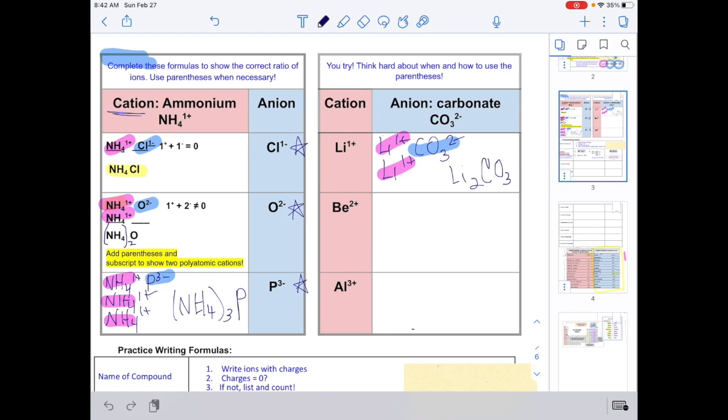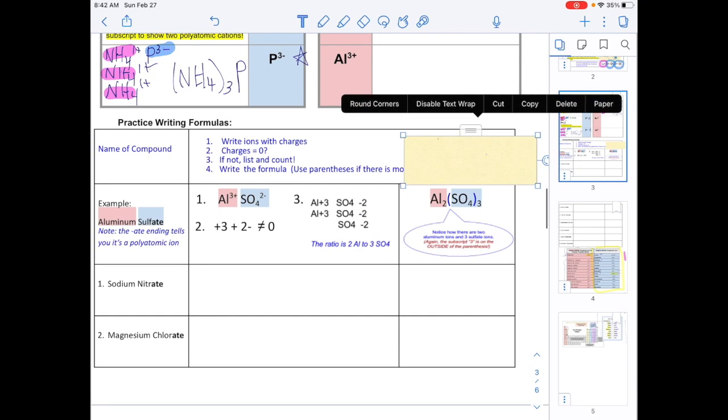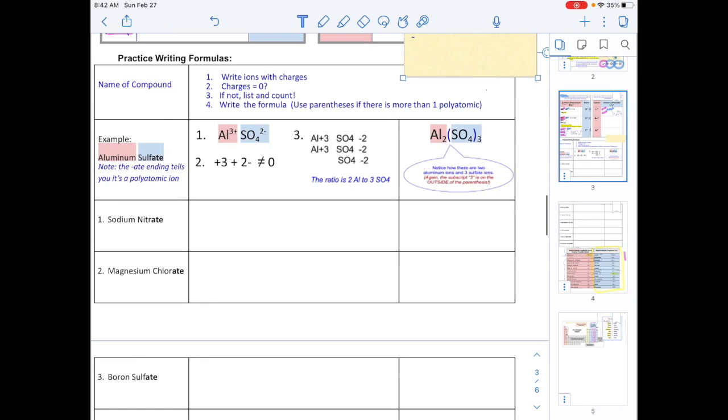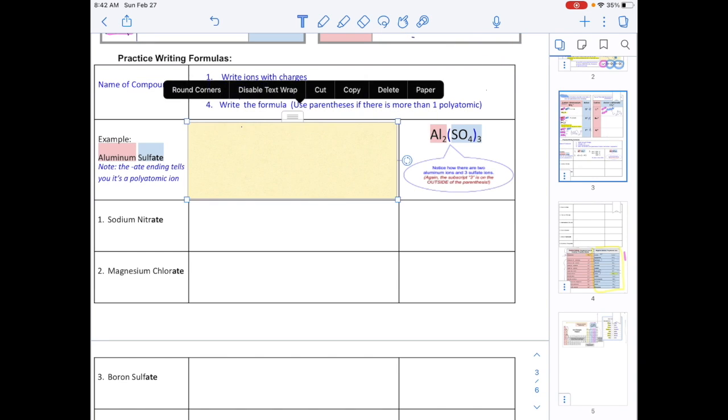Okay, I think that I'll let you try the next ones. And down here, it's more of the same, but you have to look up the names and the charges. Look up the names to find the charges. So, for example, if we cover this one up, we'll do this one together.